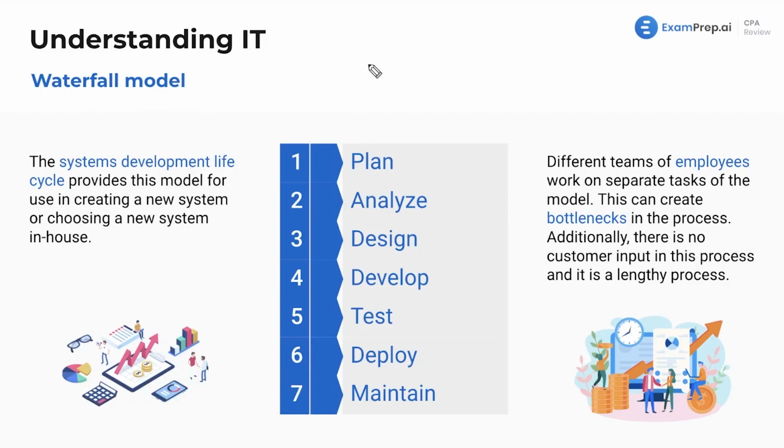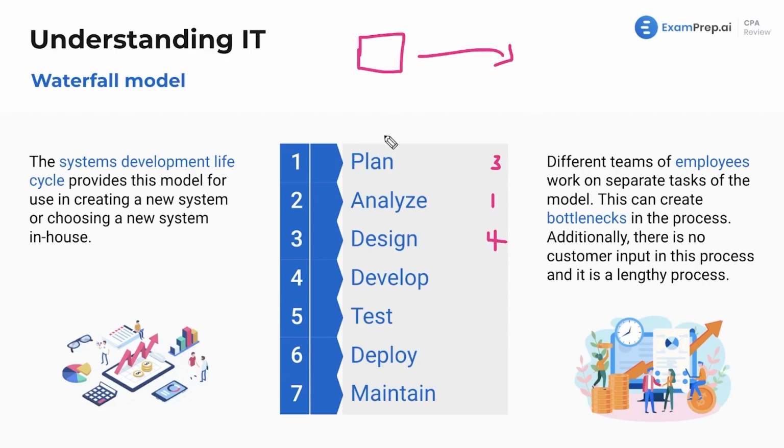So let's say we're using Microsoft Excel and we want to switch to using Google Sheets online. Okay, so this is the systems development lifecycle, and it provides us the waterfall model. Now, here it is, I'll walk through it, but different teams of employees work on separate tasks of the model. This can create bottlenecks in the process. So we've got maybe 3 employees working here, 1 employee working here, 4 working here. So there's different employees working on each step along the way.